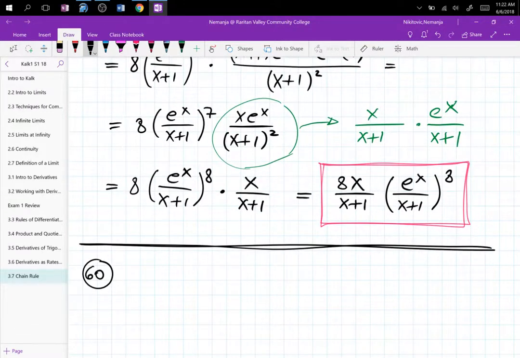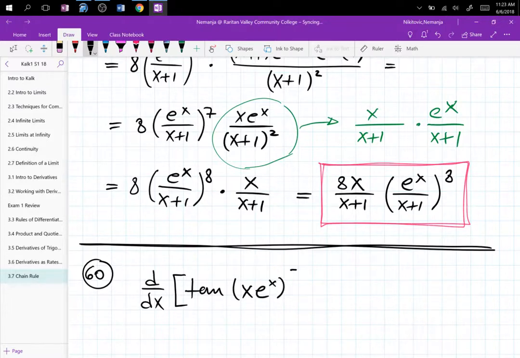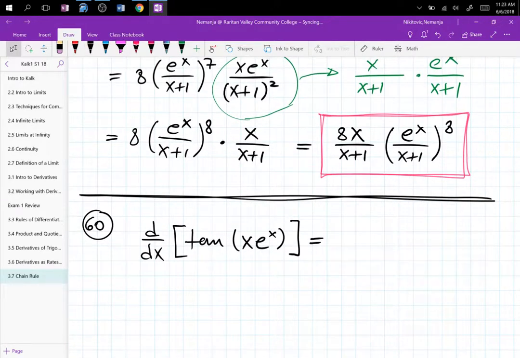All right, problem 60 is asking you to find the derivative of tangent of x e to the x. So we'll do this problem one more and chain rule is officially done.